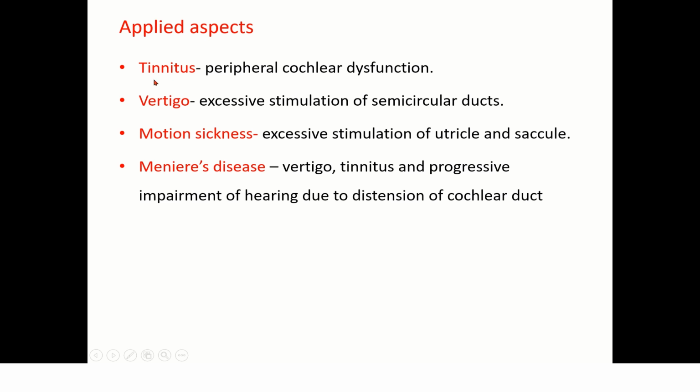Applied aspect: tinnitus is due to peripheral cochlear dysfunction, a continuous ringing sensation in the ear. Vertigo is due to excessive stimulation of the semicircular ducts, where we feel that we are rotating or the surroundings are rotating. Motion sickness is due to excessive stimulation of the utricle and saccule, characterized by nausea, vomiting and giddiness. Meniere's disease is vertigo, tinnitus and progressive impairment of hearing due to distension of the cochlear duct.